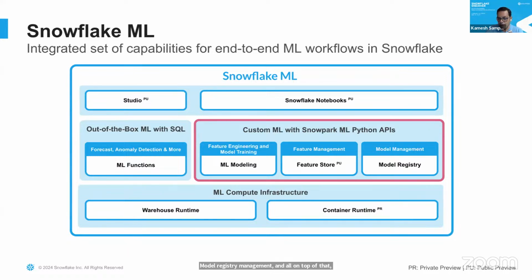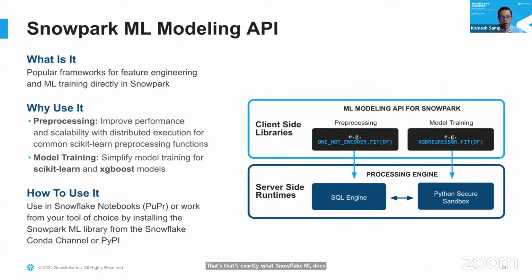And again, it is based on the ML compute infrastructure that we are going to use to make sure that these work in the right way. Okay, that's exactly what Snowflake ML does. So a little bit more on the ML modeling API. We'll see that again in the hands-on lab, but we already have all the pre-processing pipelines that are going to be executed in a distributed fashion. That's the thing which I want to highlight again here.